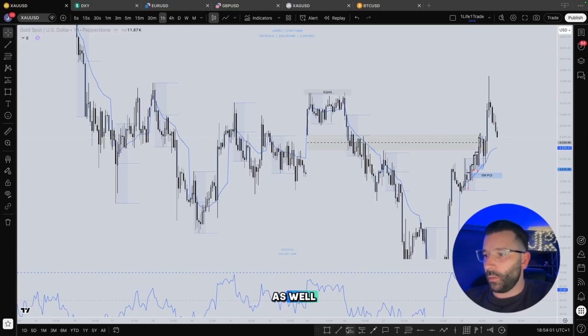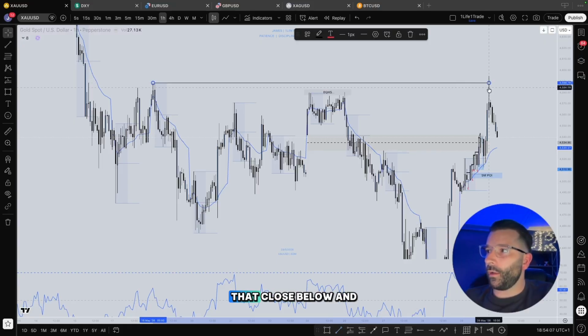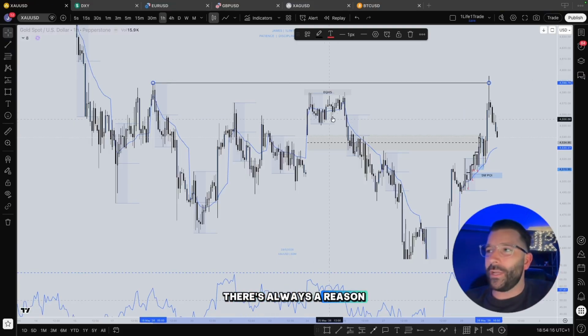And I'm sure even if we go up one more, yeah, it took that as well. So it took all of that, closed below, and it looks like it tapped into this imbalance here. So it's filled so much. There's always a reason behind it. There's always a reason it does what it does.